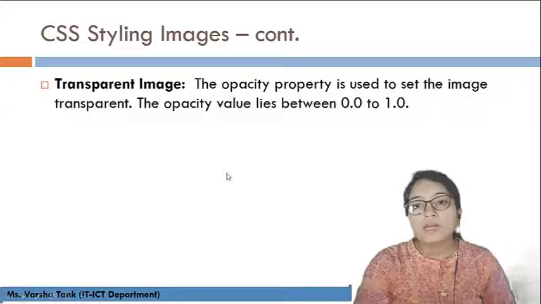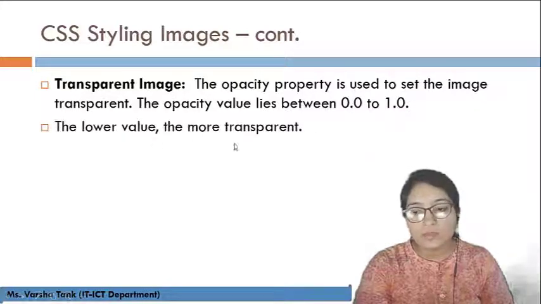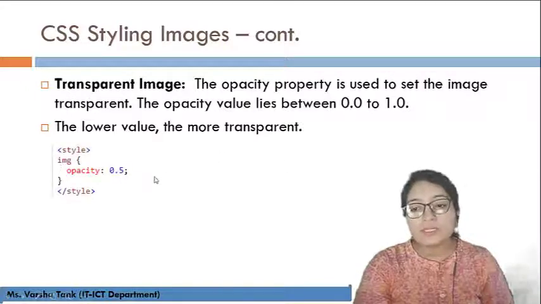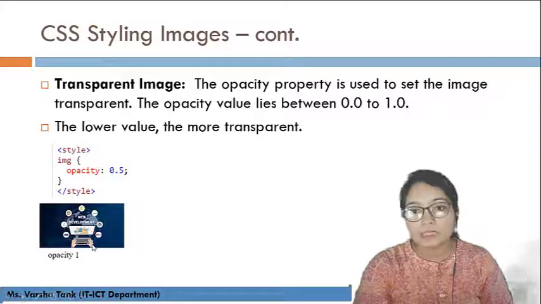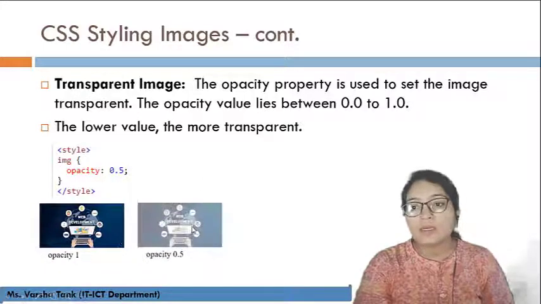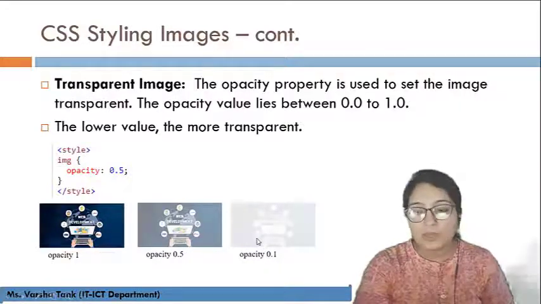Okay, now the transparent image. The opacity property is used to set the image transparent. The opacity value lies between 0.0 and 1.0. The lower the value, the more transparent. So here you can see the opacity, that means 50% transparency is there. This image is with opacity 1, here 0.5, and here opacity 0.1. So let's see this output in the practical.